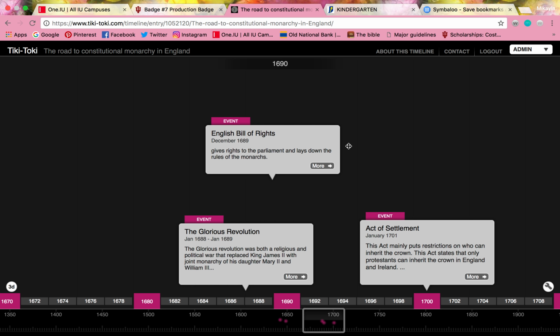So in short, absolute monarchy in England was basically the king had total power. They could do whatever they'd like. And constitutional monarchy in England was that the king has no power, which is how it is now. The current queen has no power unless it's in a state of emergency, which rarely happens. And yeah, so this was the road to constitutional monarchy in England.